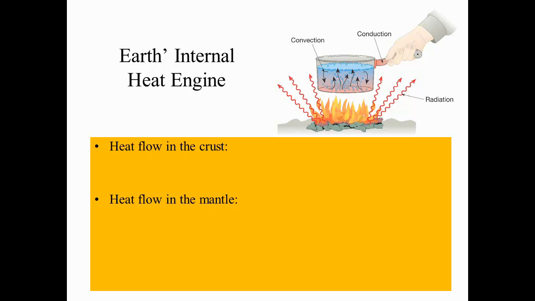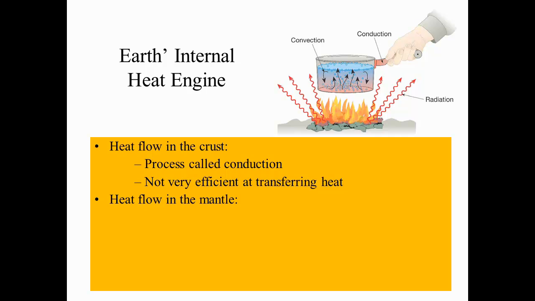So Earth's internal heat engine can be considered by looking, first of all, at heat flow within the crust versus heat flow within the mantle. Now, we saw before in looking at the profiles of the geotherm that within the crust there was a significant increase in temperature with depth. And so the overall heat flow in the crust is thought to be the result of conduction, which is not a very efficient way of transferring heat from the base of the crust to the surface.